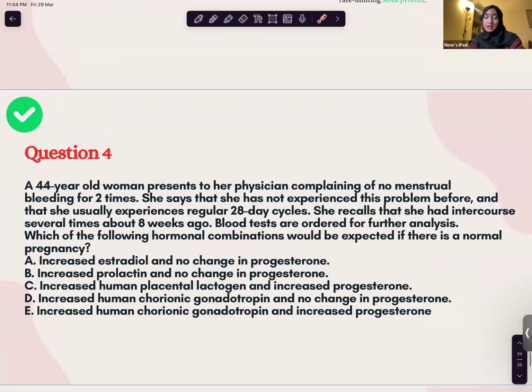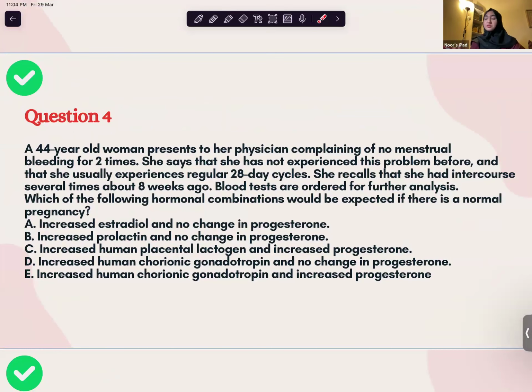Final question. A 44-year-old woman presents to her physician complaining of no menstrual bleeding for 2 times. Okay, so when you get questions like these in the exam, make sure to highlight the important stuff. She says that she has not experienced this problem before and that she usually experiences regular 28-day cycles. She recalls that she had intercourse several times about 8 weeks ago, and blood tests are ordered for further analysis. Which of the following hormonal combinations would be expected if there is a normal pregnancy? Okay, what do you guys think the answer is?